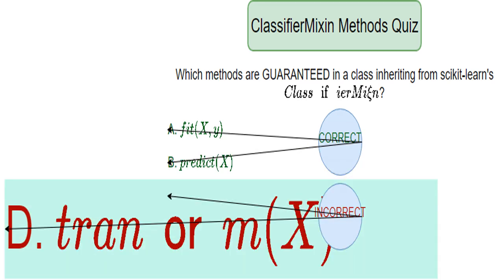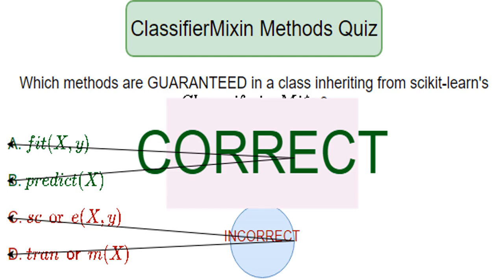The transform(X) method is related to data transformations, not classification. It belongs to TransformerMixin, a separate base class. Therefore, you won't find it guaranteed in ClassifierMixin based classes. Options A and B, fit(X, y) and predict(X), are the correct answers.